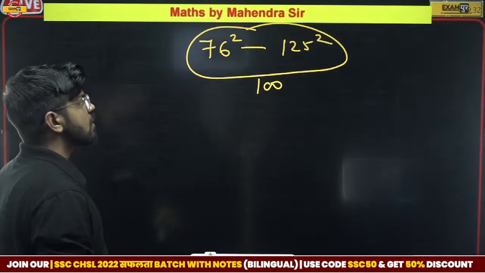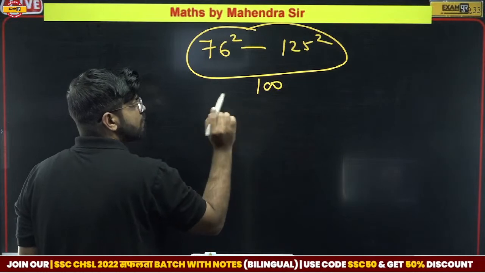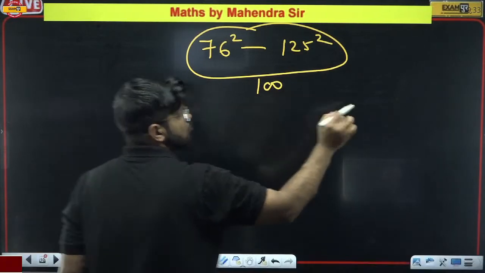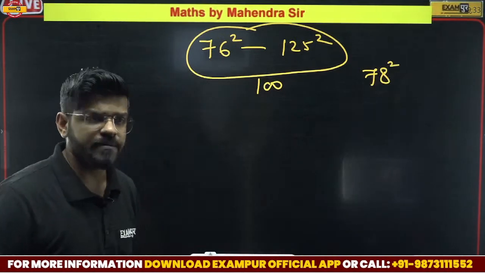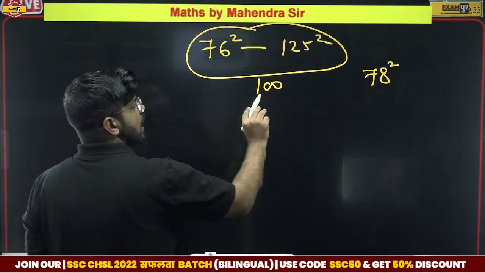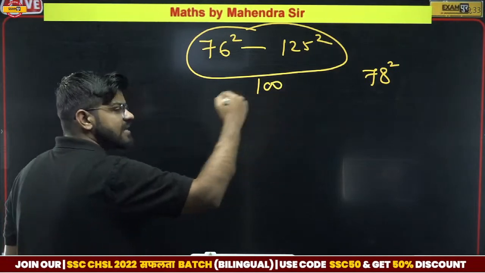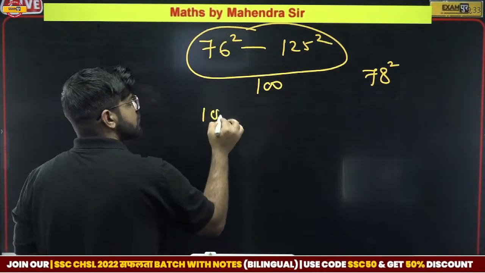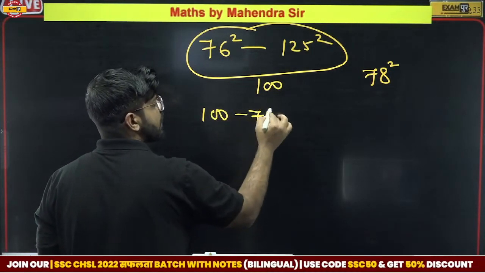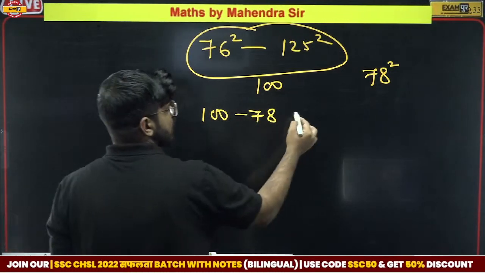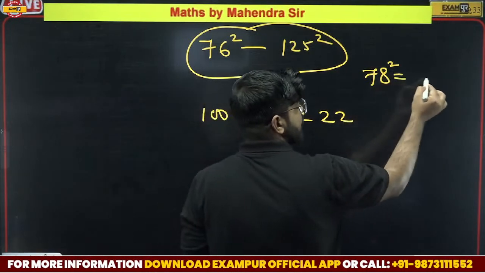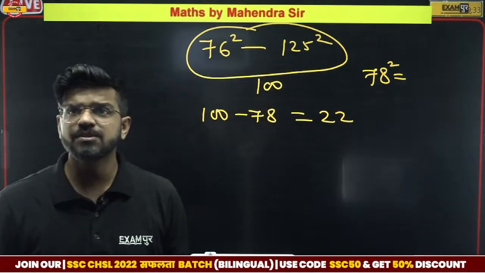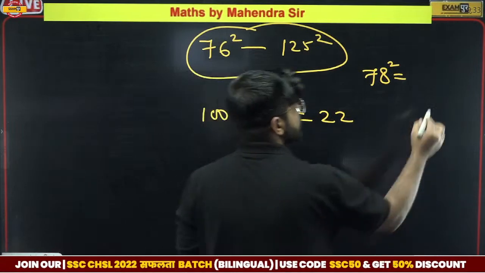Okay, now what we have to do, we have to see the same thing. Suppose we have to calculate 78 square. So we have to see how much less than 100 it is. It is 22 less than 100. So what we have to do, we have to write, is the screen properly visible? Okay, it is properly visible.